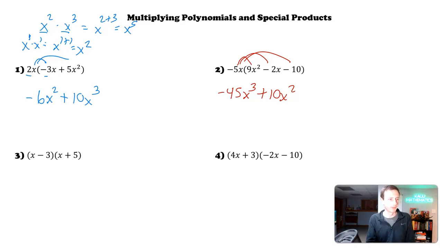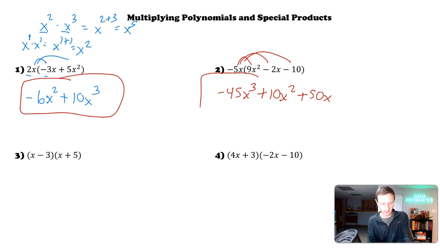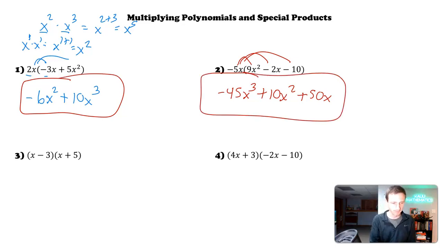X to the first times x to the first is x to the second. And then negative 5 times negative 10 is positive 50. And then I don't have anything to multiply the x by here, so it's just going to be x to the first. So just leave that x there. And then we're done. Always double check to make sure that there are no like terms that snuck in there, but in this case, no. So we're done with those two.